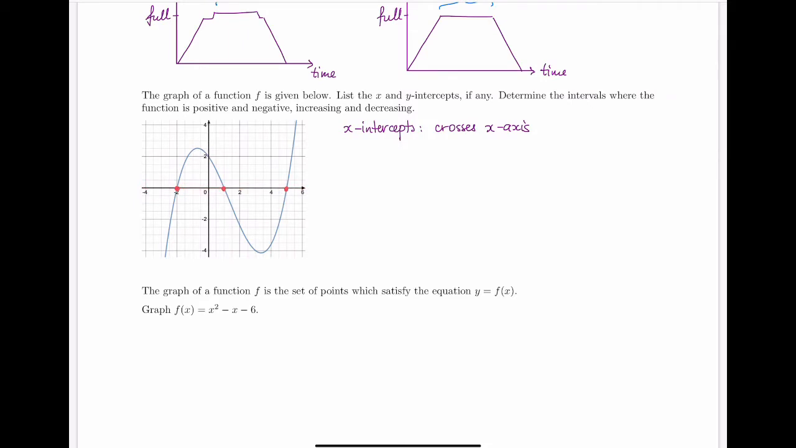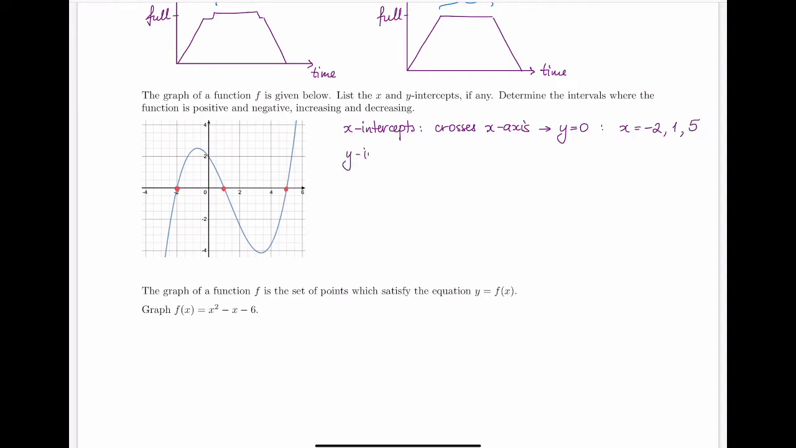And this is how we generally will actually find x-intercepts. X-intercept is when the y-coordinate is equal to 0. So in this case, we have 3 of them, and they occur at x equals -2, at x equals 1, and at x equals 5.